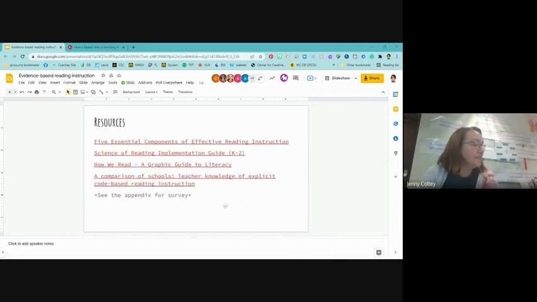And so here's the resources. There's lots of different resources here. You could go back to that article that we had earlier. You could listen to the podcast.